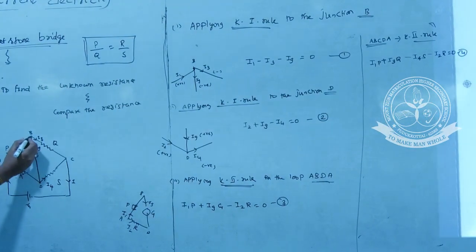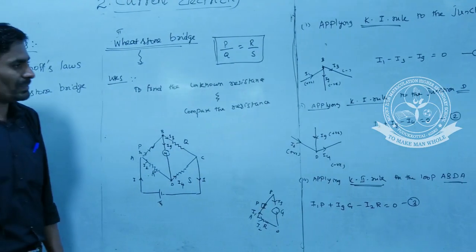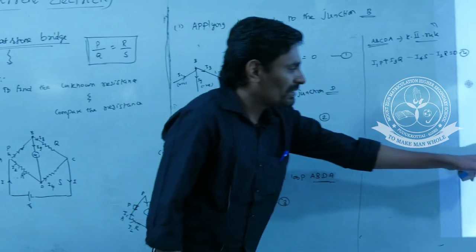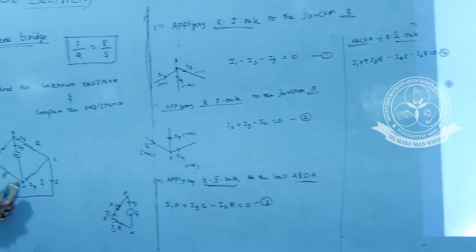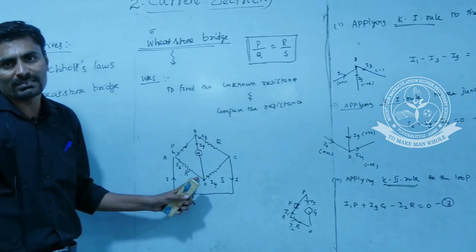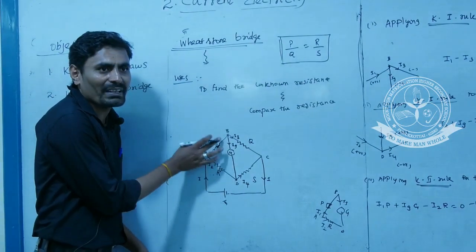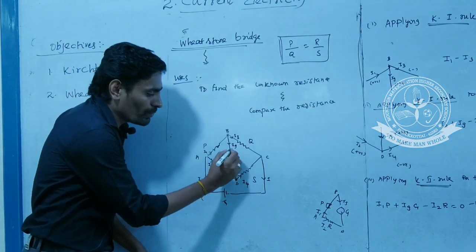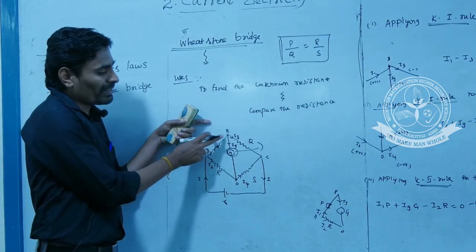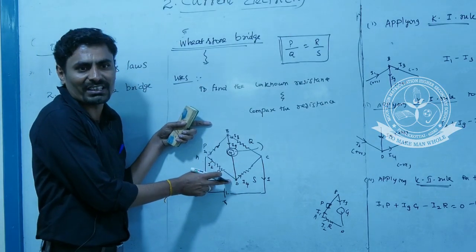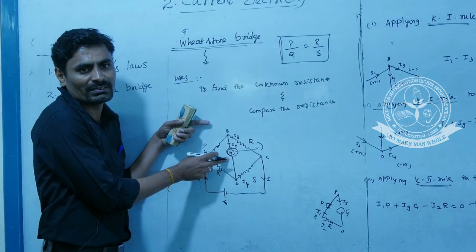Since the potential difference between B and D is the same, the potential across B and D is the same, so the bridge is said to be balanced. That means there is no potential difference across the points B and D, so no current flows through the galvanometer, because the terminals B and D have the same potential.